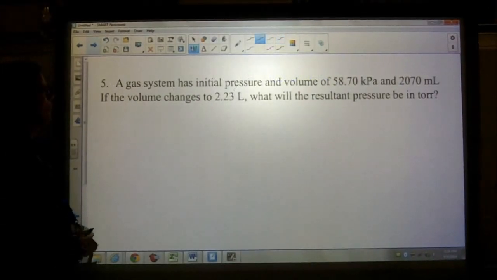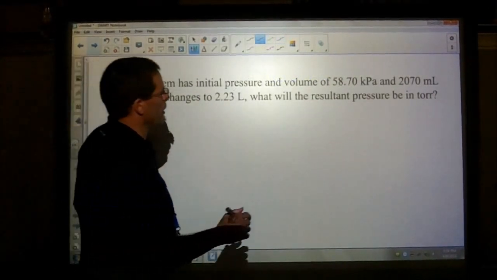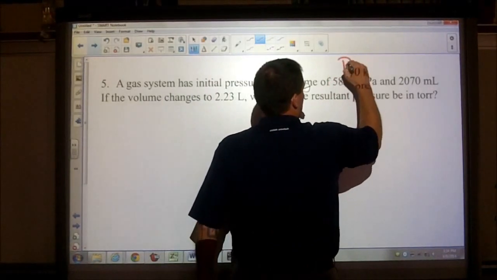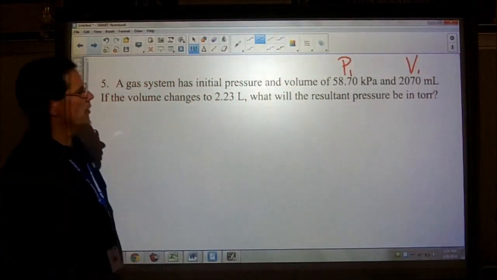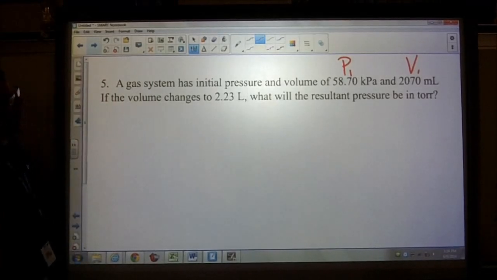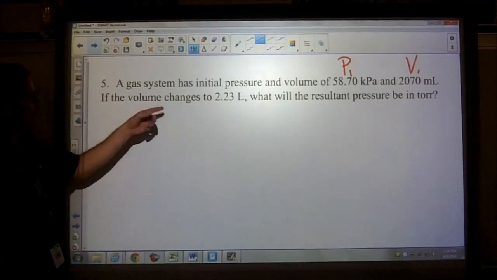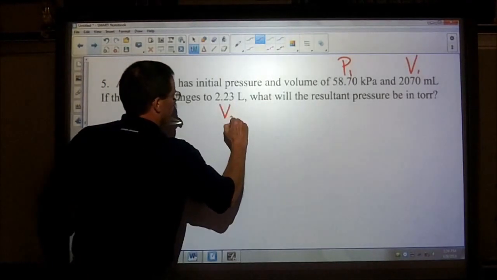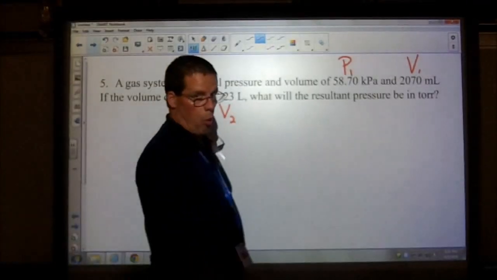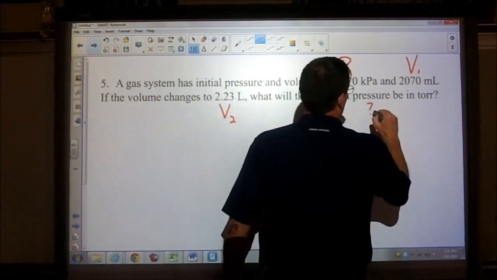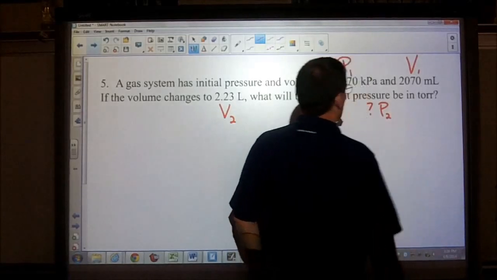Number 5. A gas system has an initial pressure and an initial volume of 58.7 kilopascals and 2,070 milliliters. If the volume changes, so V2, to 2.23 liters, what will the resultant pressure be in torr? Nice. So it wants to know what is the final pressure, and we'll change it into torr.